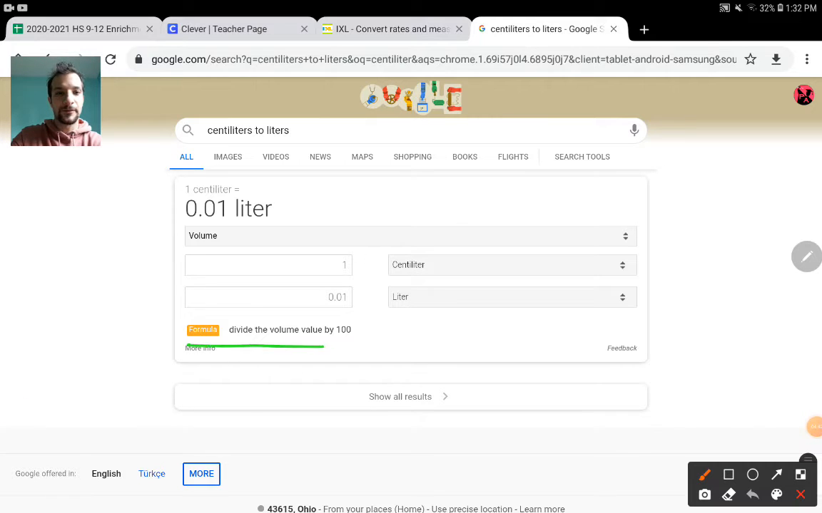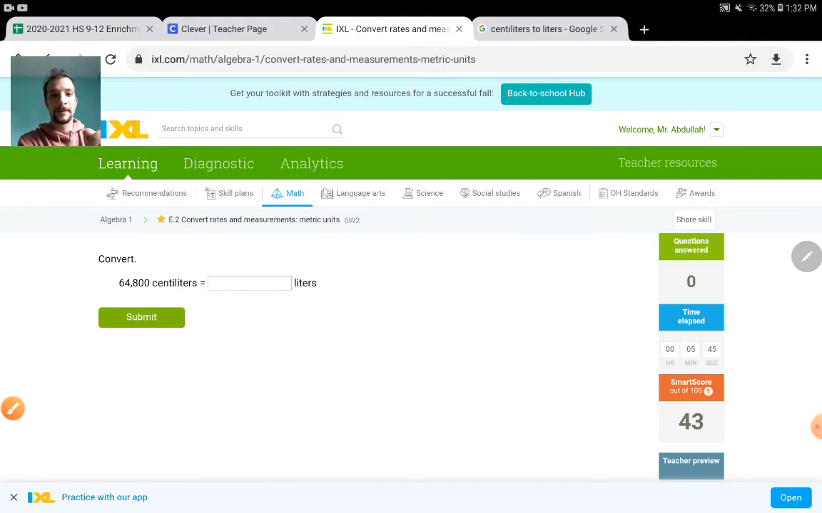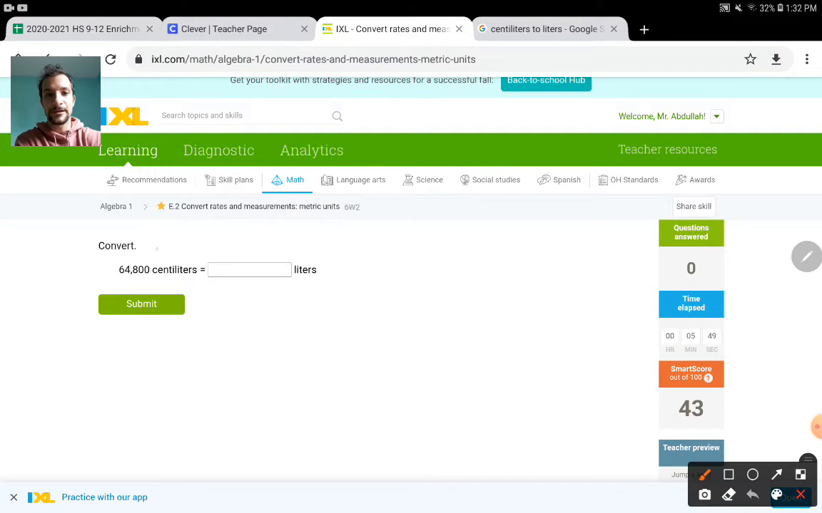Since it also gives you the formula, why don't you just use this formula? If I'm looking for the liter value of a centiliter, all I have to do is divide the original number by 100. Let's get back to our question. If you divide this number, 64,800, by 100, that means just cancel out the 00 at the end. So the answer would be 648. There's your shortcut. If you want to use this method, you're welcome.